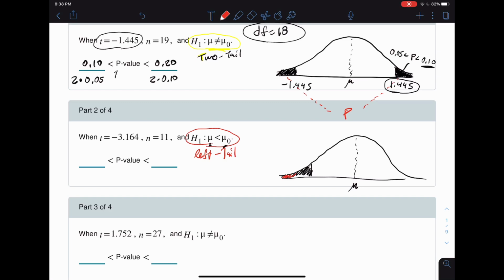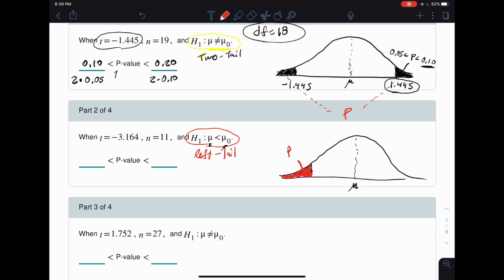So there's only one tail, so you don't have to double anything. It's just right there. So that's what I want. I want that p-value. Okay, that's what I'm looking for. Now remember, I told you that the t-distribution table is really better set up for finding areas on the right.